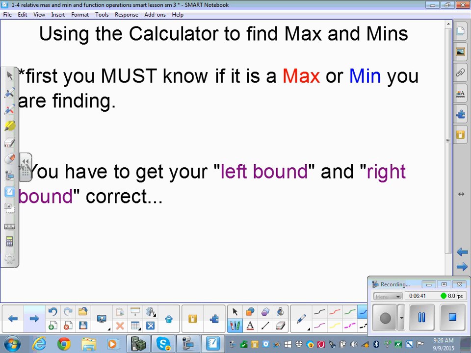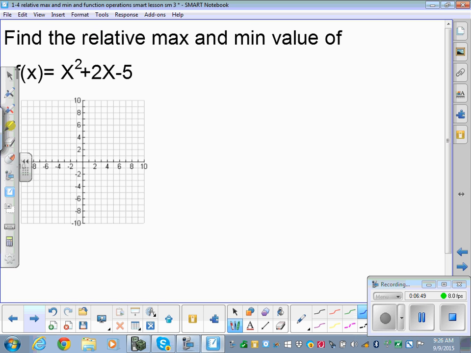Anyways, back to math. Here we go. So you have to get your left bound correct and your right bound correct. Now, I'll teach you what I mean by that by actually doing it. Here's our first example. So this is where you'll want your graphing calculator and pay attention closely. What we're asked to find is the relative max and the relative min, if possible. It might have an absolute max, it might have an absolute min. We're not going to know until we actually do it.